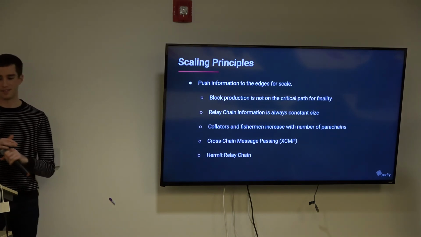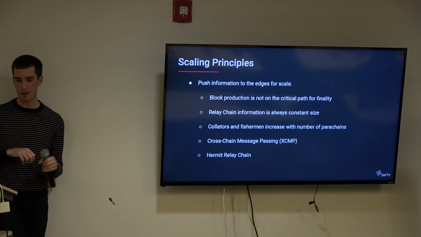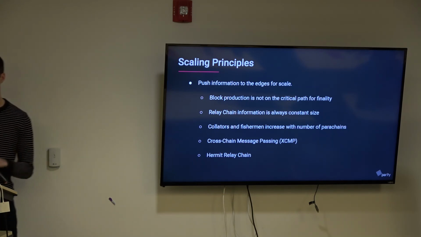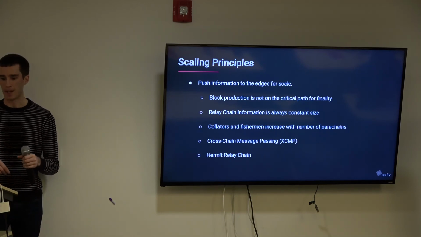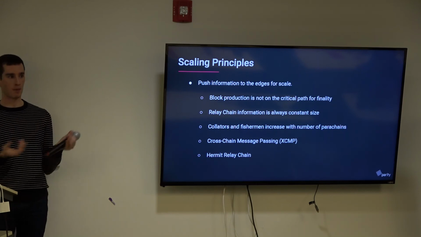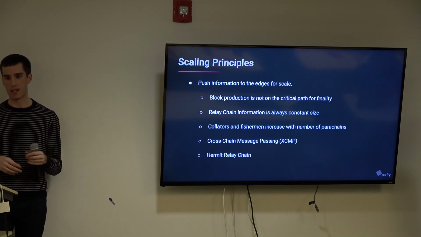This is the last one. We're almost done. So some of the principles about this, it's all about pushing information to the edges to scale. We don't want to be putting more information into the relay chain as the system grows. We want to be able to add more parachains without making the relay chain a bottleneck.